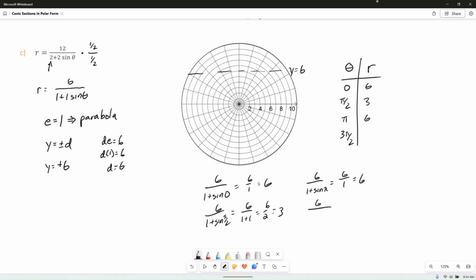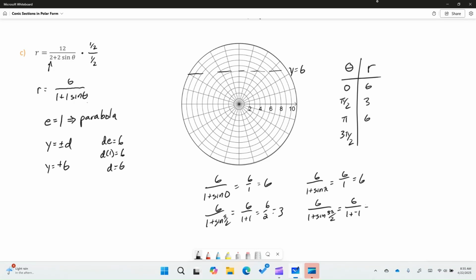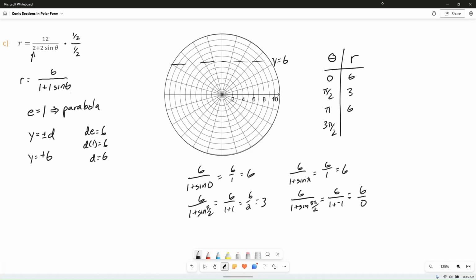The last one here, 3 pi over 2. So 6 divided by 1 plus the sine of 3 pi over 2. Well, sine of 3 pi over 2 is actually negative 1. So I have 6 divided by 1 plus a negative 1. Well, 1 plus a negative 1 is 0. So I get left with 6 divided by 0. Well, what's 6 divided by 0? It is not a real number. We can't divide by 0, so it is undefined. So if theta is 3 pi over 2, then there is no r value.